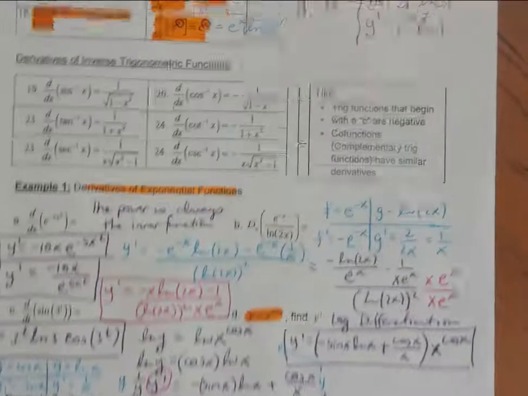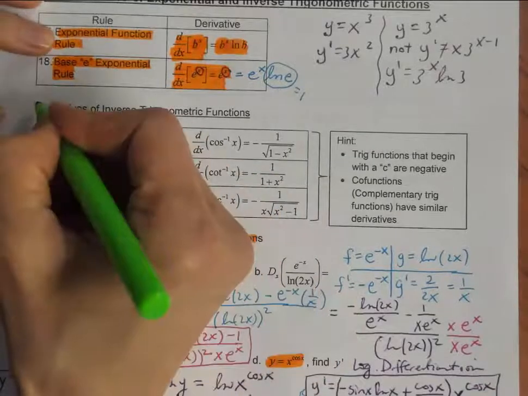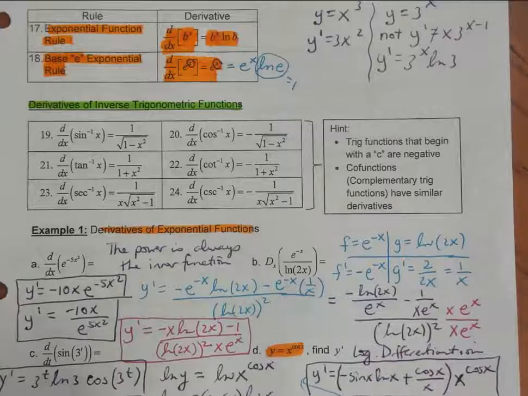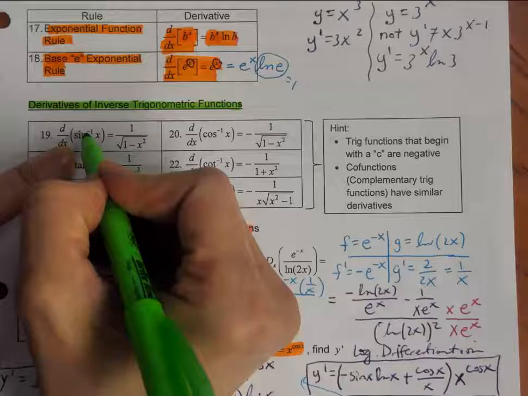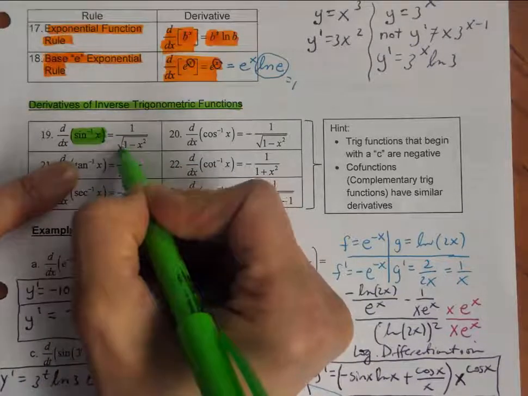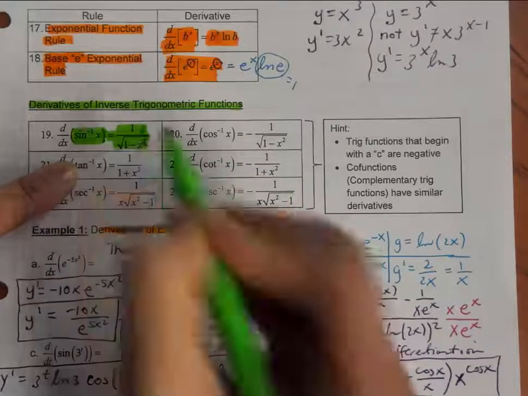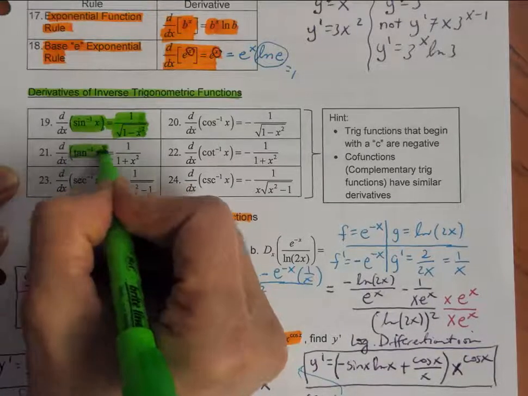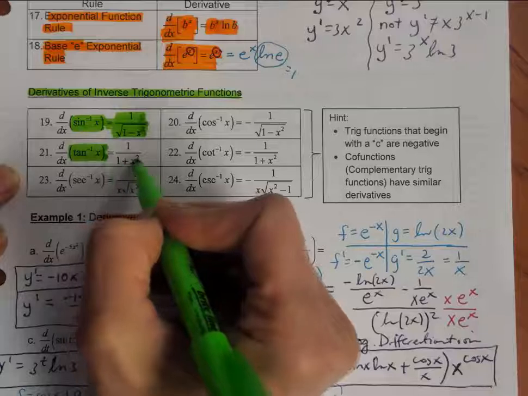Okay, so the next part that we want to look at are derivatives of inverse functions, and there are 6 more derivatives. So these are inverse sine. So we have the derivative of the inverse sine, and that is 1 over the square root of 1 minus x squared. Okay, so there's that derivative. And then you have the derivative of the inverse tangent, which is also a fraction, but it's 1 over 1 plus x squared.